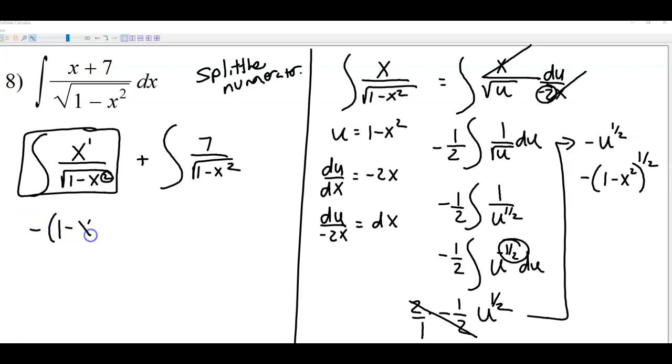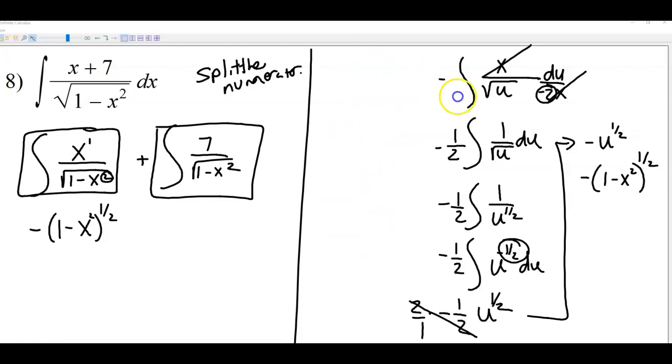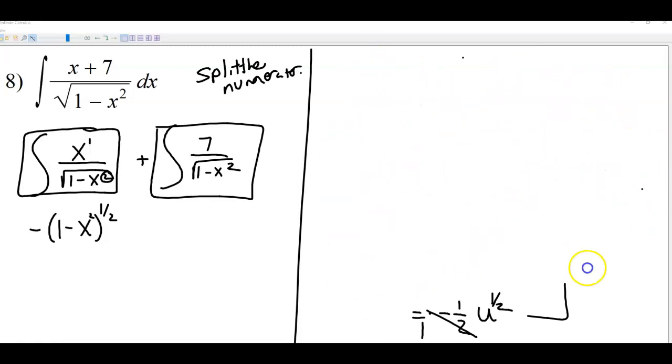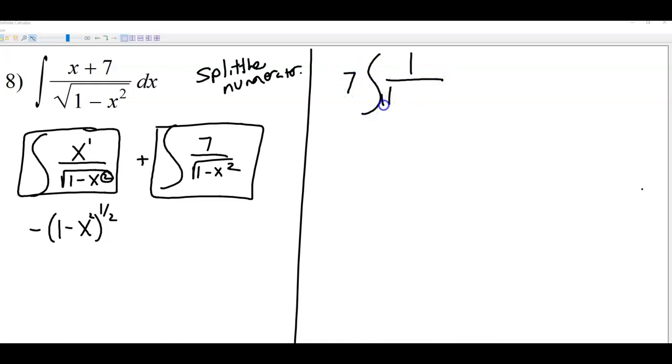Negative parentheses 1 minus x squared to the half power. Now we're going to do this one. I think we'll find that one's not quite as icky. For that one, if we just kick that 7 out to the front, then what we have here is a pretty classic looking arc sine problem. So we have arc sine of x over a, where a is 1 because that's just the square root of this number, and then plus c.